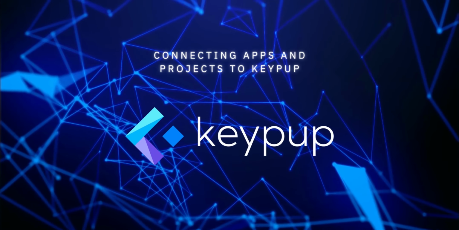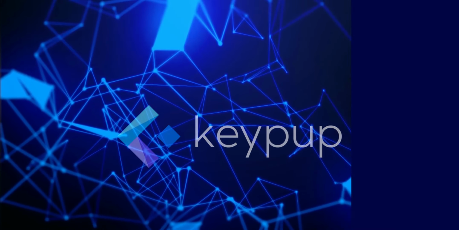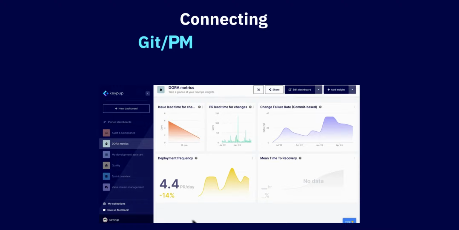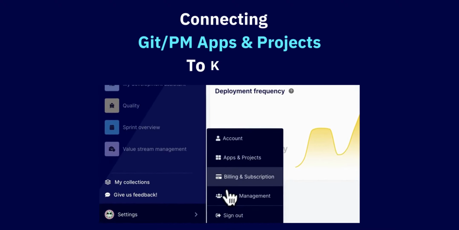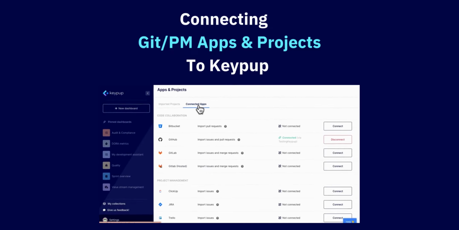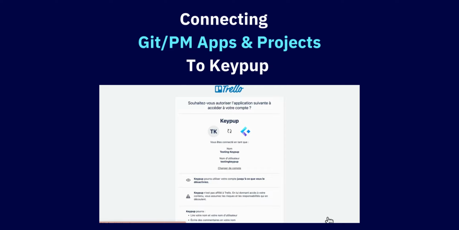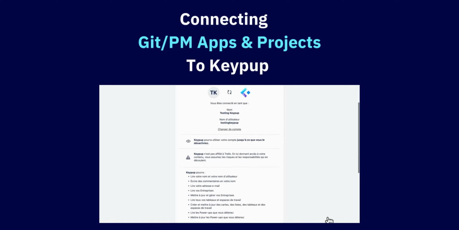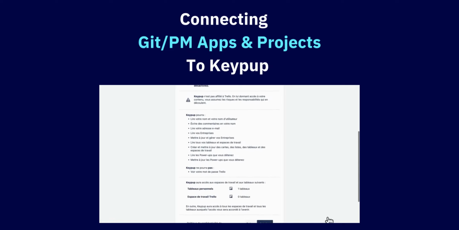How to connect apps and projects to Keypup. To gain meaningful insights and optimize your software development processes, connecting multiple applications and enabling projects in Keypup is crucial. Connecting and enabling all your active apps and projects can enhance visibility into your end-to-end software development workflows.